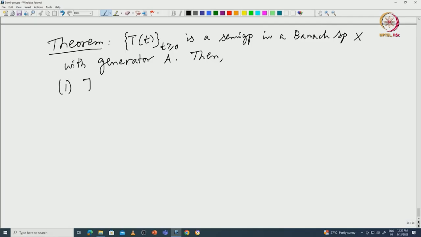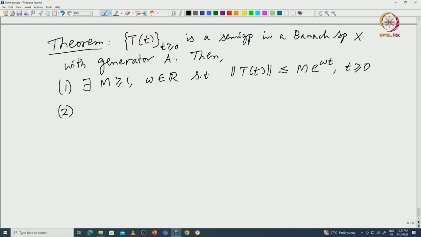So, there are constants m bigger than or equal to 1, omega real, such that the norm of T(t) is less than or equal to m e to the omega t, t bigger than or equal to 0. And then the generator A is a densely defined closed operator.